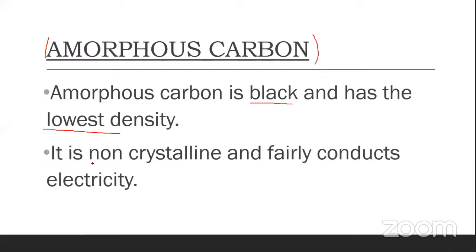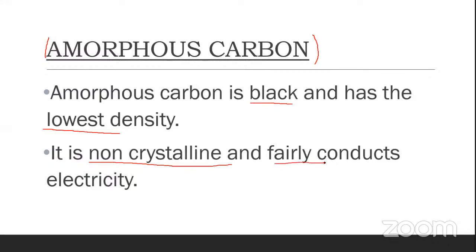Then again, amorphous carbon is non-crystalline. What do we mean? It is not in a crystal form, like how we saw diamond and graphite. Remember, we said that for the allotropes of carbon, we have two major crystalline allotropes, and that were diamond and graphite. So there comes the third allotrope, which is amorphous carbon, and we say it is non-crystalline. So if the question comes asking for the non-crystalline allotrope of carbon, that would be amorphous carbon.